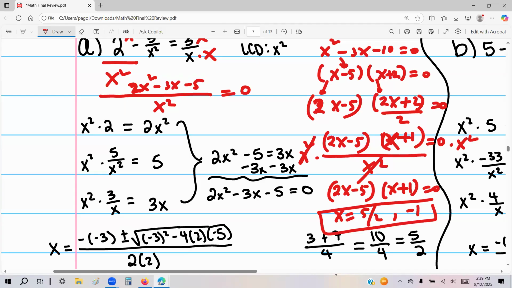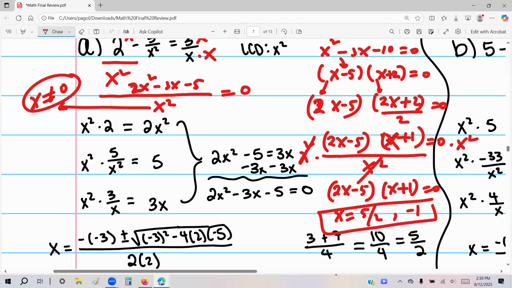Because our denominator is simple, what number can you not have in the denominator? 0. Do you have 0 in our solution? So don't worry about that. We know x cannot be 0 because that makes the denominator 0. That's why you ignore that.